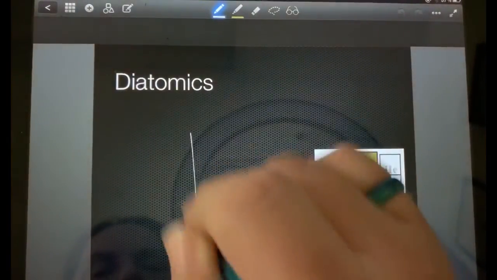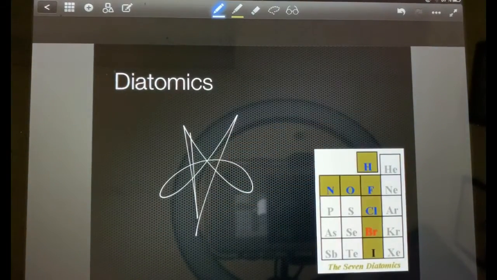Diatomics. This is important. We're going to mark up our periodic table. There are 7 diatomics and they make us 7 on the periodic table. Hydrogen, nitrogen, oxygen, fluorine, chlorine, bromine, and iodine. We'll talk about why that's so special and why you have to know that, but we're going to call those diatomics.